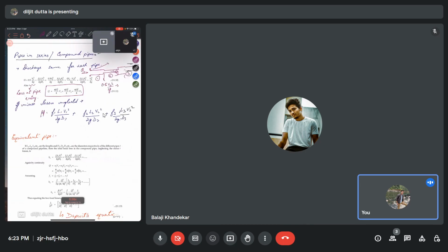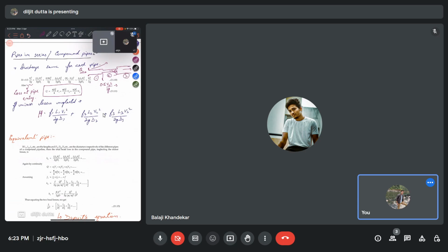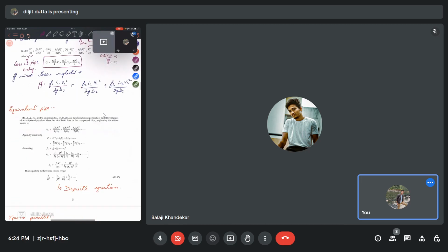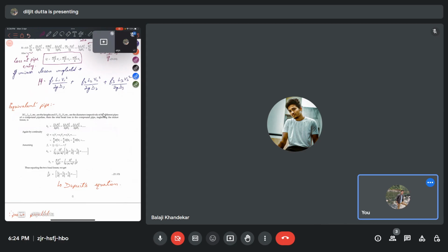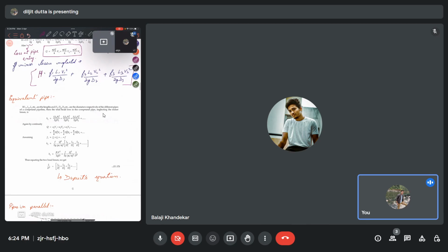Okay, so this is pipes in series. Now if we want to replace these three pipes of different lengths and different diameters with a single pipe, then we call it a compound pipe. What will be the diameter and the length of the compound pipe? How do we find that? To find that, we will be using this equation and the continuity equation. So the total head loss is this, the sum of all the head losses.